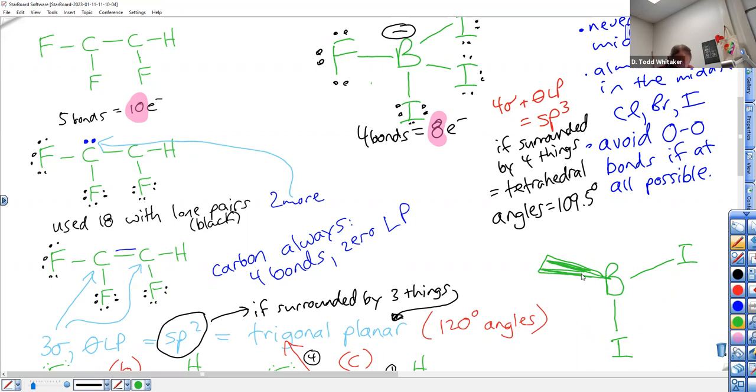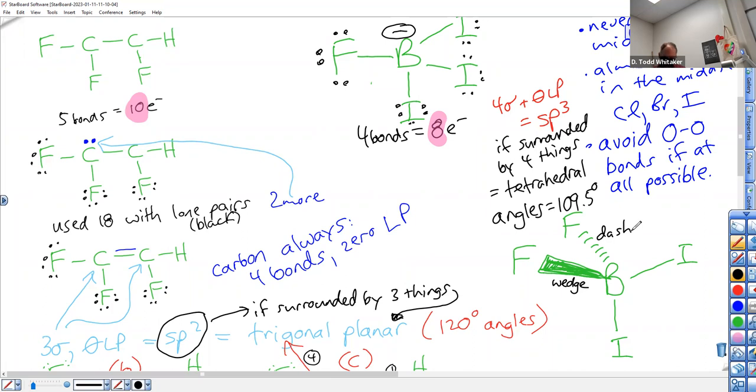What does that mean? Out of the page or behind the page? Out of, or towards you, hitting you in the face. That's called a wedge. And going behind the page, that's a dash. Every angle here is 109.5.